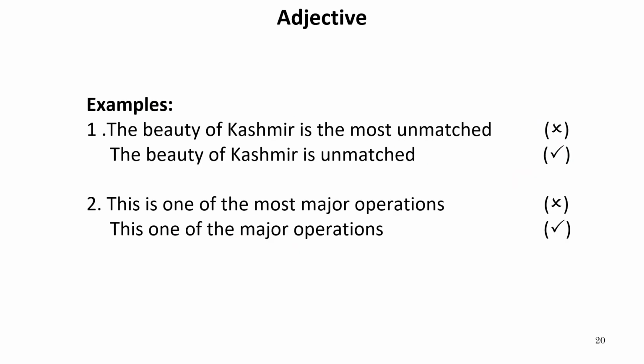Now let us discuss the examples. The beauty of Kashmir is the most unmatched. Now, obviously, if it is unmatched, we cannot have the most over there. So the correct sentence is: the beauty of Kashmir is unmatched. This is one of the most major operations. If it is major, major means that it is very big, and if it is very big, we do not need the most. Instead, this is one of the major operations. Now let us move to the next one.